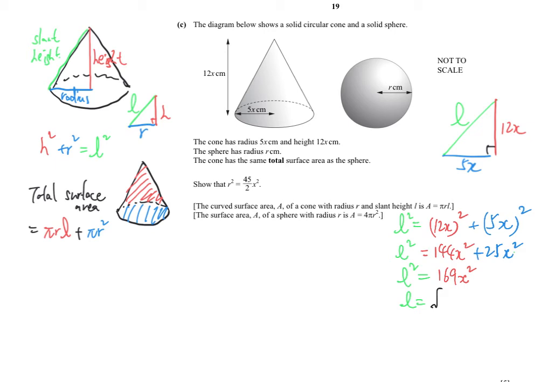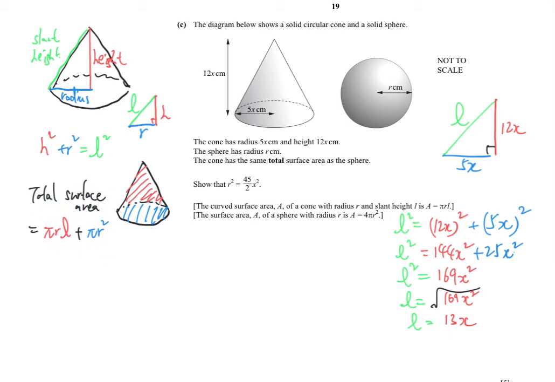So for the 169, you take the square root, it will give you 13. For the x squared, you take the square root, you get x. So L is equal to 13x. And then we can use the total surface area formula like this.